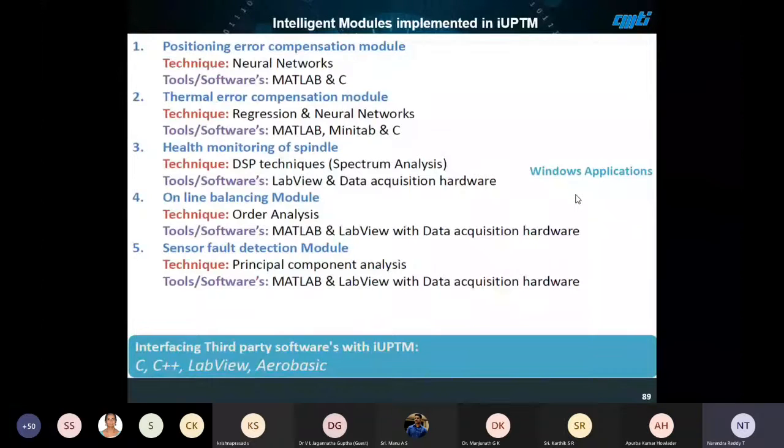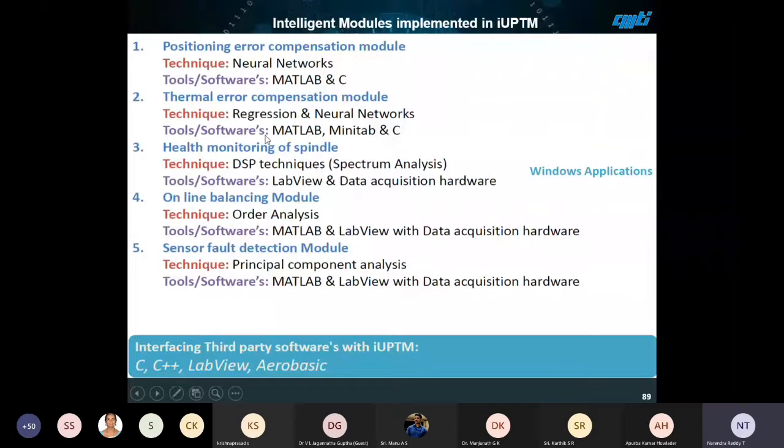And just to summarize, what are the AI/ML techniques or any other techniques we used for building these intelligent modules? For the positioning error compensation module, we used neural networks. With the help of MATLAB and C programming, we could implement this solution in real time. And for the thermal error compensation module, we used regression techniques and neural networks. For regression, we used Minitab; for neural networks, the MATLAB NN toolbox. If you know a little bit about C programming, you can interface to your CNC controller so that you can take real-time corrections.